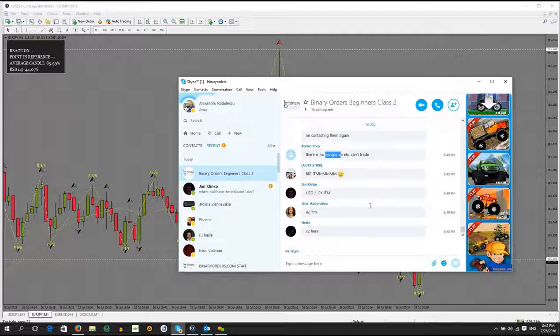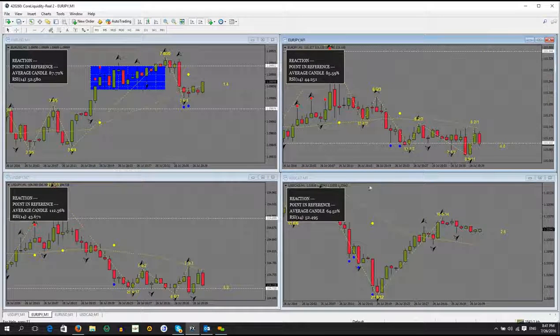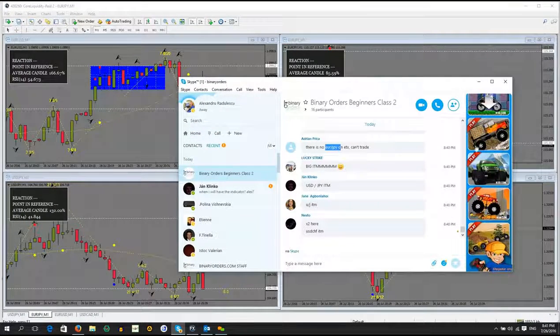But I don't know how, on ETX there is no Euro Japanese yen. Okay, perfect. You can trade if you don't have that kind of trade. You can trade USD Japanese yen when I tell you, because they are moving correlated. Okay, they are correlated currency pairs. So you can trade it when I tell you to trade. Okay, not all the time.